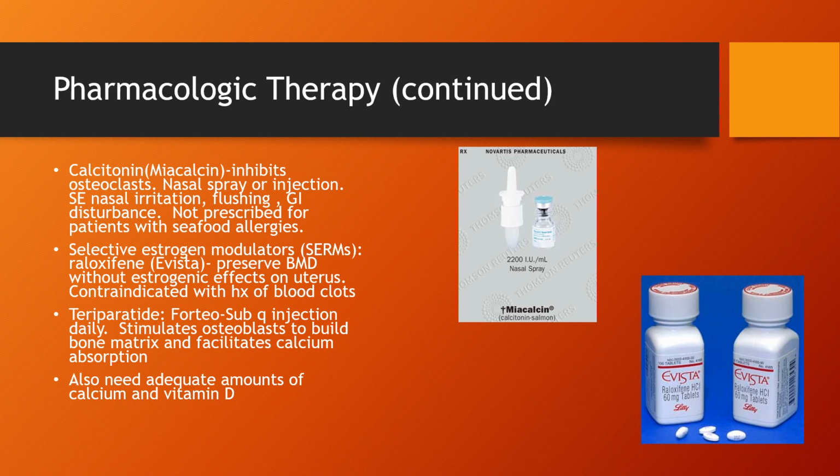There are also selective estrogen receptor modulators, or SERMs, such as raloxifene, or Evista. This can preserve the bone mineral density without estrogenic effects on the uterus, so it can be helpful. It is contraindicated in patients with a history of blood clots. Teriparatide, or Forteo, is a subcutaneous injection that's given daily, and it stimulates osteoblasts to build bone matrix and facilitates calcium absorption. So that's another possibility. And again, with all of these drugs, adequate amounts of calcium and vitamin D are a necessity.